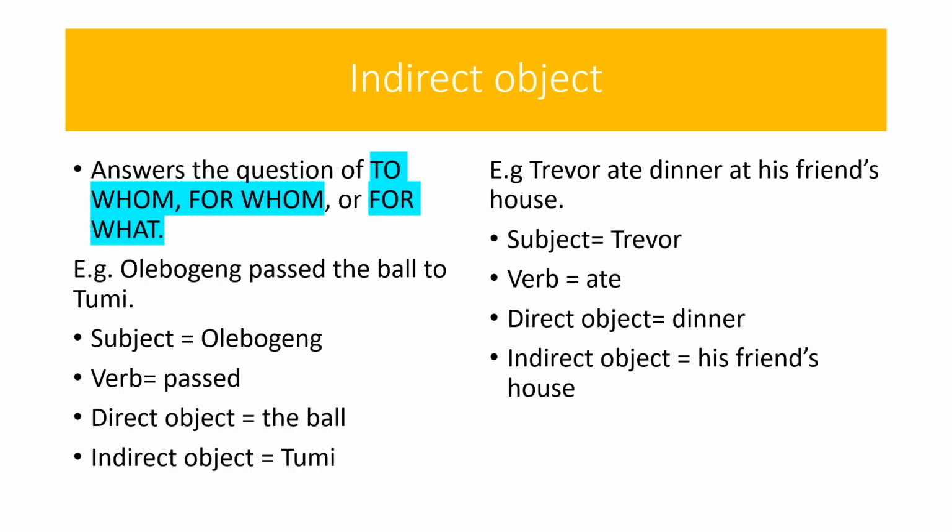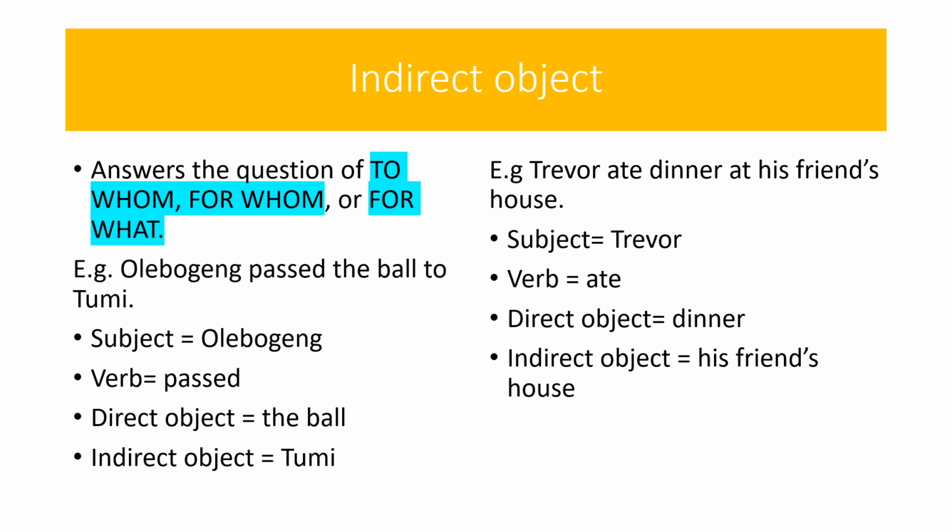Let's look at the other side of the different types of objects. We are looking at the indirect object. So an indirect object will always answer the questions to whom, for whom, or for what. So for example, Olebogeng passed the ball to Tumi.